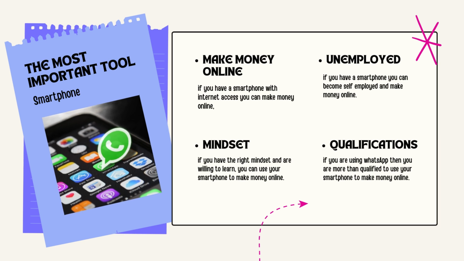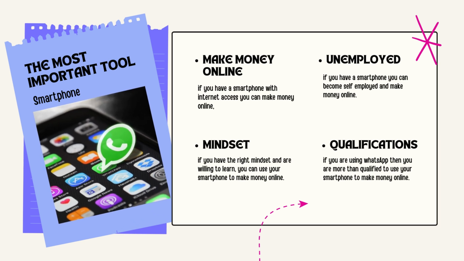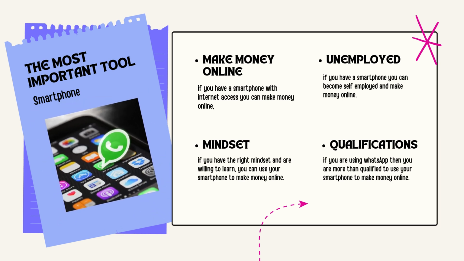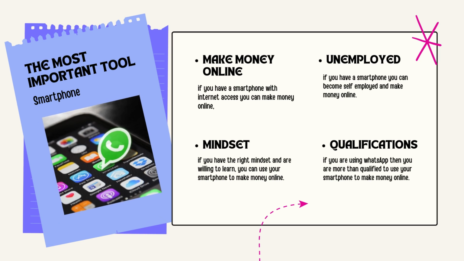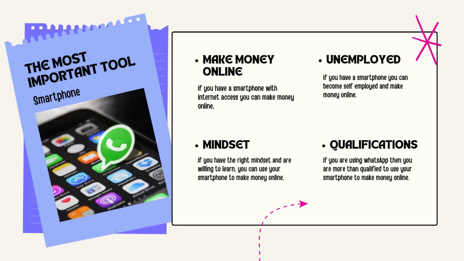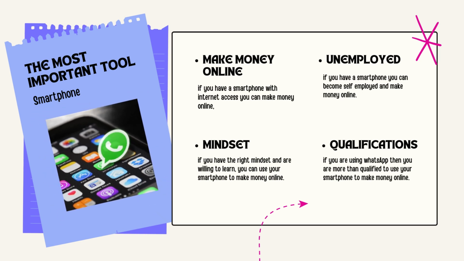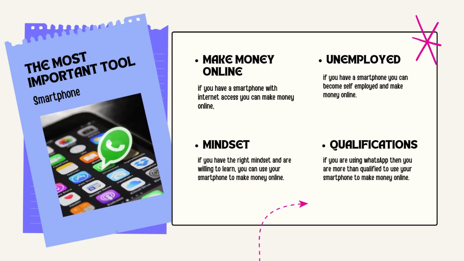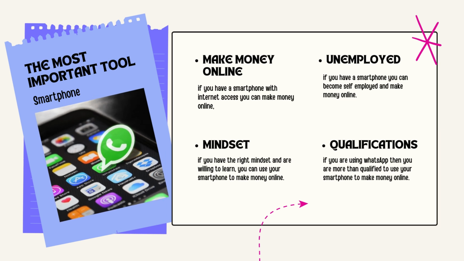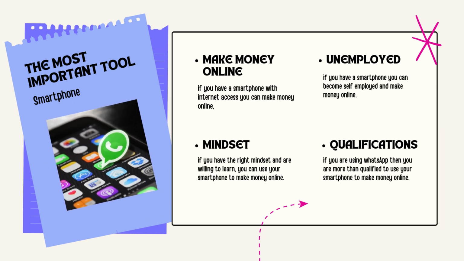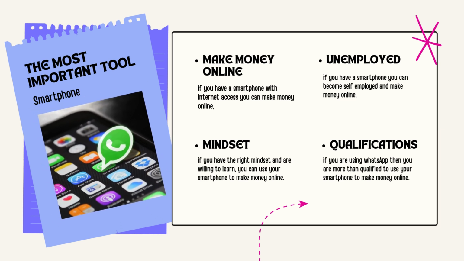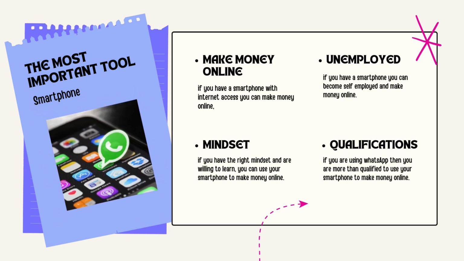And now the most important tool ever, your smartphone. Okay, you gotta have a smartphone and you gotta have access to the internet. So whether you're buying data, using Wi-Fi, you gotta have internet access. That's important because you're building this business online, like I said. So if you want to make money online, you have to have a smartphone with internet access so you can make money online. You got to have the right mindset and you're willing to learn.